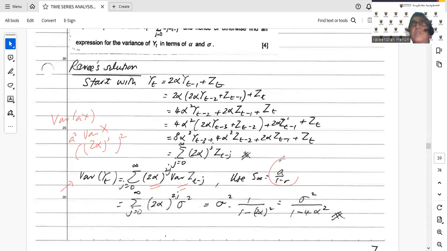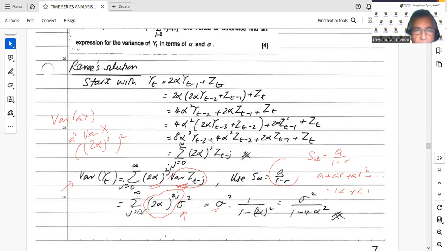Remember your geometric series: the sum to infinity is a over 1 minus r, where we have a plus ar plus ar squared and so on, for r between 1 and minus 1. This formula, this part here is easy. I know it's sigma squared. This part here is what you need to take care of.